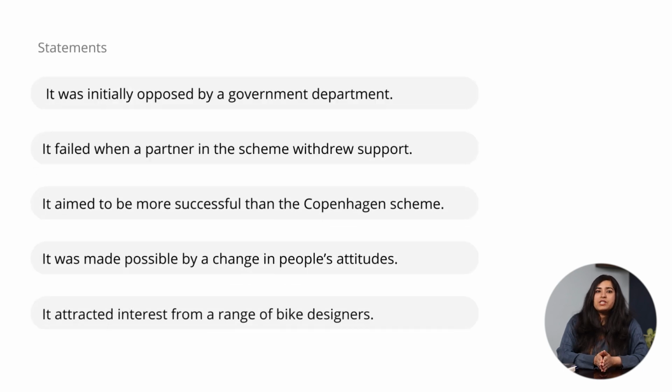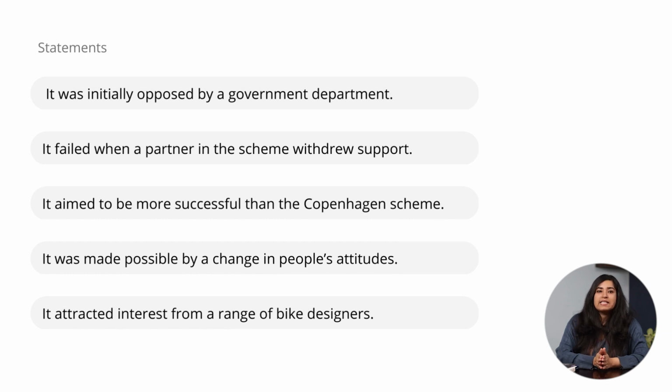A. It was initially opposed by the government department. B. It failed when a partner in the scheme withdrew the support. C. It aimed to be more successful than Copenhagen scheme. D. It was made possible by a change in people's attitudes. And E. It attracted interest from a range of bike designers.